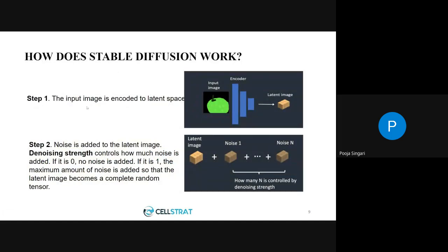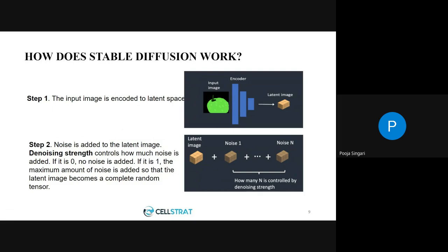So like I had said, the input image is encoded to the latent space. So consider this picture to be the input image, and there's an encoder, which basically compresses the high dimensional image into a latent representation, which is 48 times smaller in size. That's the latent image representation.